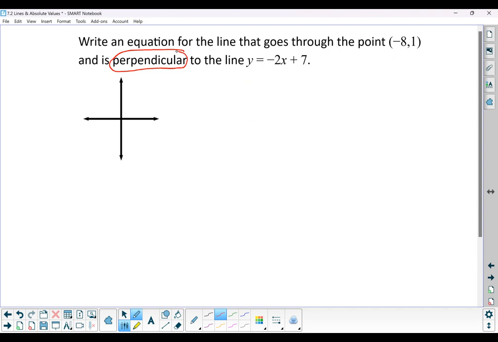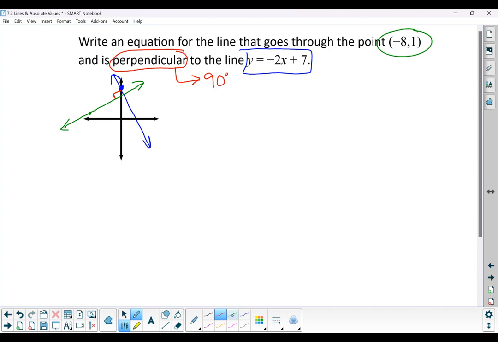So perpendicular, this one we want to write a perpendicular line. A perpendicular line is a line that is 90 degrees from the original line. So they meet at a 90-degree angle. So let's do a really rough sketch of this line, -2x plus 7. It's got a y-intercept of 7 and a slope of -2. So this is our line, y equals -2x plus 7. We want a perpendicular line that goes through the point (-8, 1). So somewhere over here. So we want these two lines to meet at a 90-degree angle.